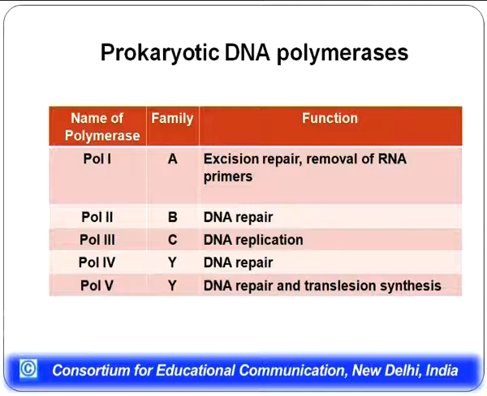Pol2 is categorized under family B and it helps in DNA repair. The third enzyme, namely Pol3 enzyme, is a member of family C of DNA polymerases and is the main enzyme which is used in DNA replication. This enzyme along with other set of enzymes form DNA Pol3 holoenzyme which together bring about effective replication of DNA in E. coli. Pol4 and Pol5 come under family Y and they are involved in repair mechanism, whereas Pol5 is also involved in translesion synthesis.